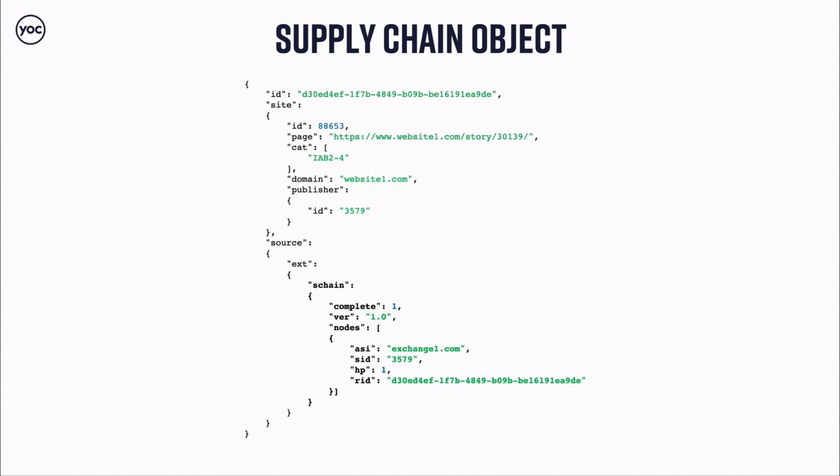exchange1.com. But what we can see is that the seller ID 3579 is matching the ID of the publisher that was provided in the site object or app object of the bid request. And our ID within the node is actually matching the ID of the bid request itself.